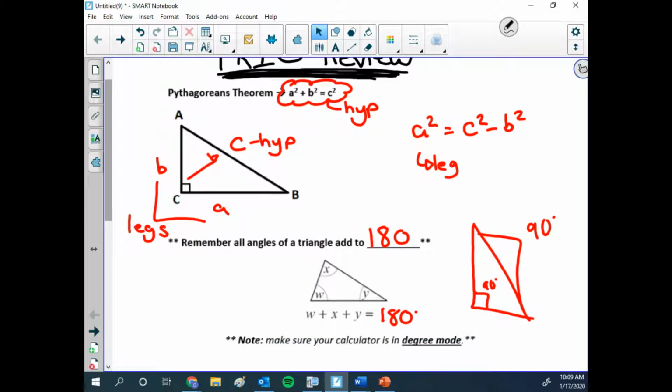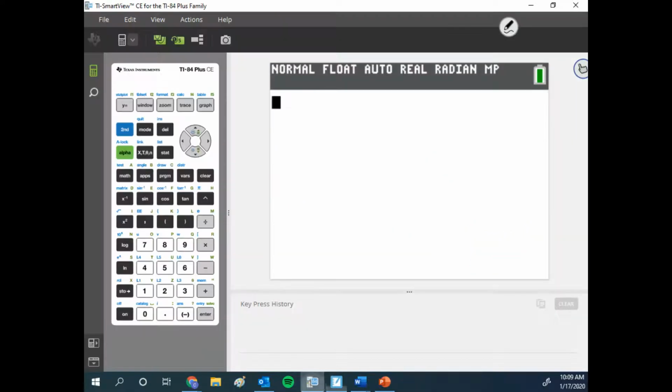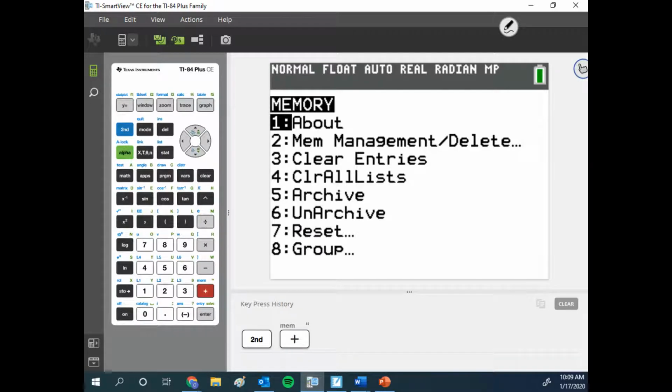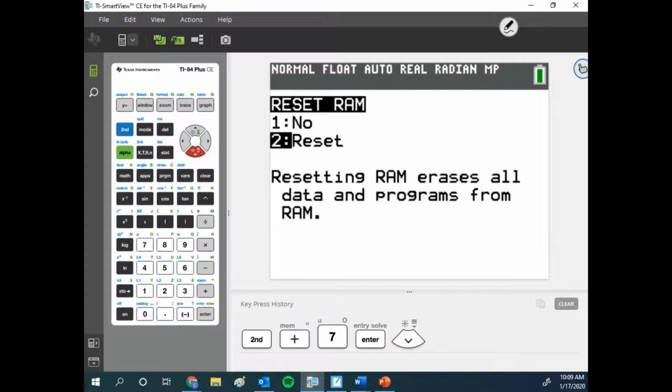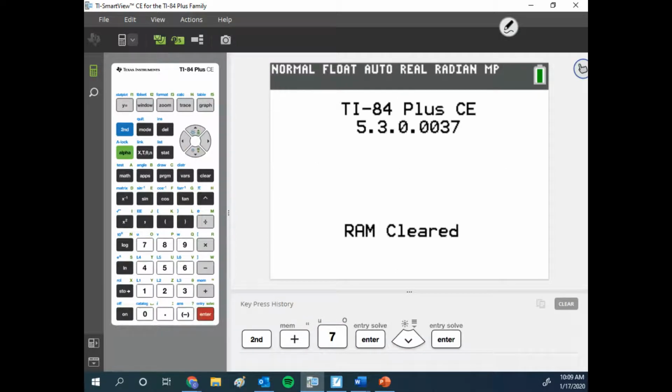Okay, so the one thing to remember for the trig unit is as soon as you go into the gym to write your test, they're going to clear your calculator, right? So if I clear this calculator right now, so if I go second, memory, reset. All right, so that's what you're going to see whenever your teacher or whoever ends up clearing your calculator for you when you walk into the gym.